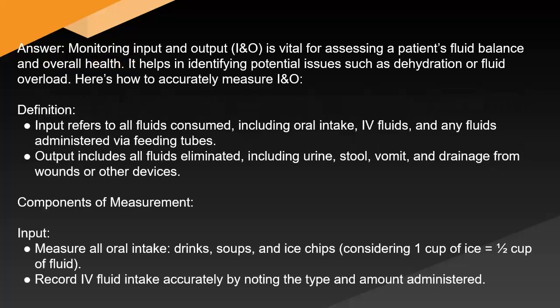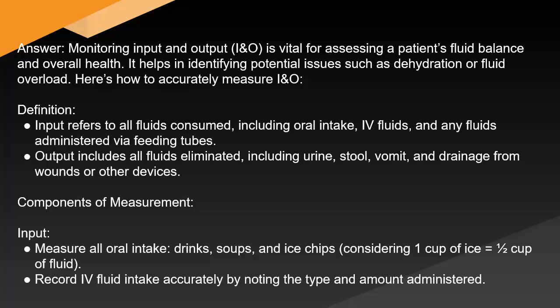Answer: monitoring input and output (I&O) is vital for assessing a patient's fluid balance and overall health. It helps in identifying potential issues such as dehydration or fluid overload. Here's how to accurately measure I&O. Definition: input refers to all fluids consumed, including oral intake, IV fluids, and any fluids administered via feeding tubes. Output includes all fluids eliminated, including urine, stool, vomit, and drainage from wounds or other devices.